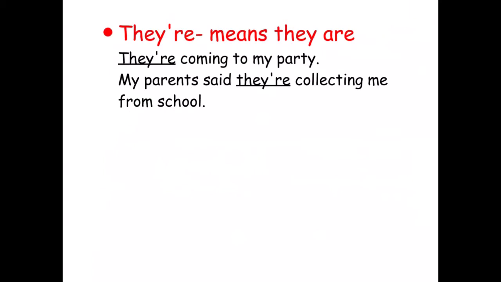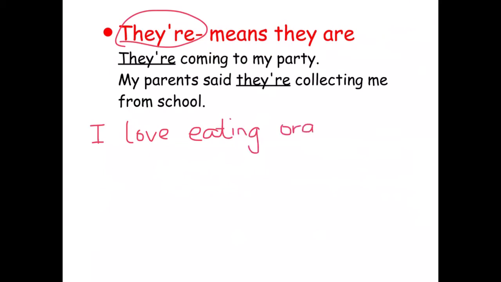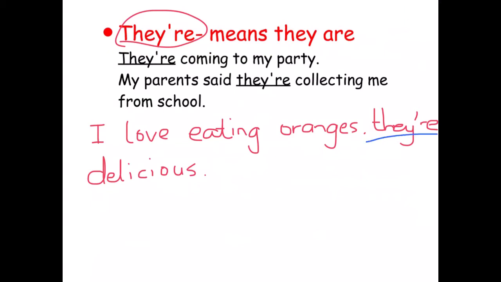Another example of using this there would be, I love eating oranges. They're delicious. So the there in this sentence means they are delicious. You can pause the video at this point and create for me a sentence using they're, meaning they are. So, did you manage to use the correct there in your sentence, meaning they are?